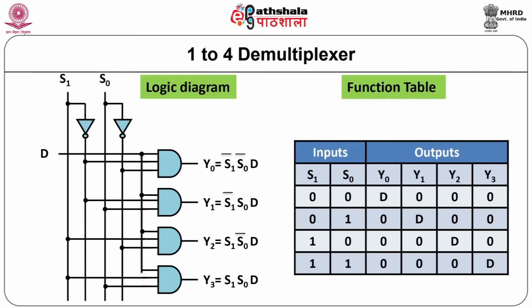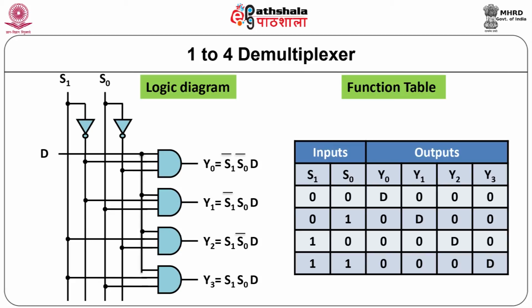The 2 select lines can be in complemented or uncomplemented form, so naturally we will require 2 inverters or NOT gates. We can apply the common data input to all 4 AND gates. The other 2 inputs would be dependent upon the corresponding output.